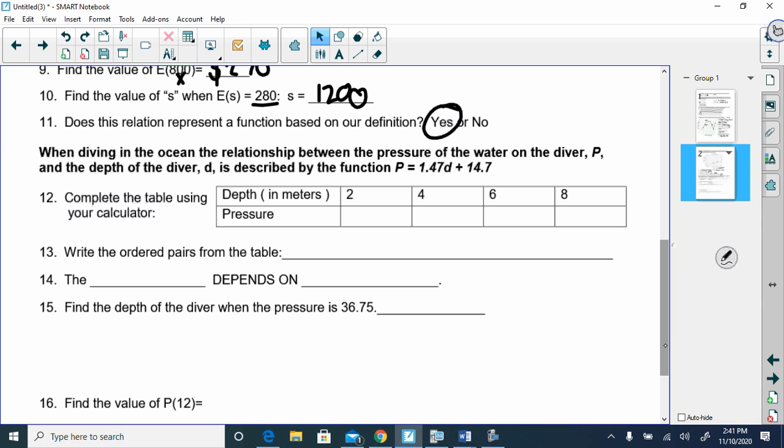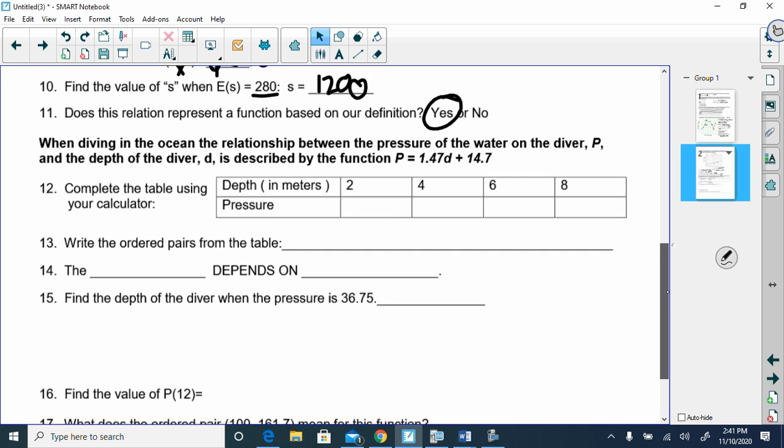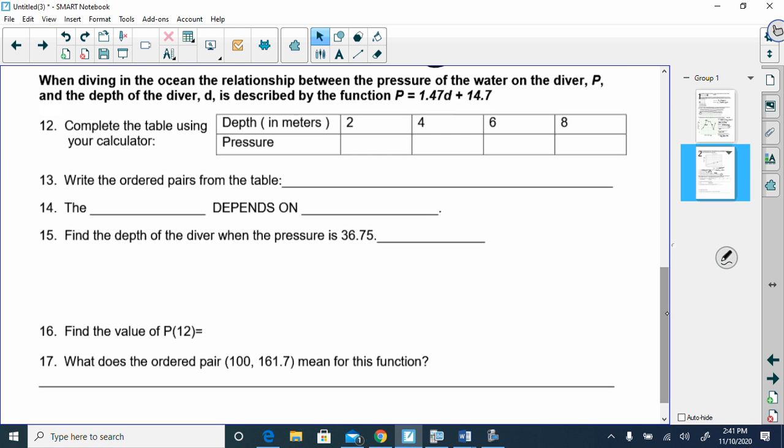Next scenario says, when diving in the ocean, the relationship between the pressure of the water on the diver P and the depth of the diver D is described by the function P equals 1.47D plus 14.7. They want us to complete this table using our calculator. Okay, so they give us all the values for D, right? So all we have to do is plug them into the calculator to find them. Or we can use our function rule, right?